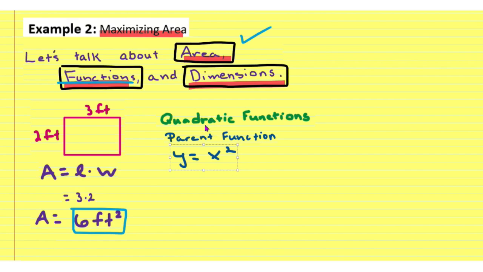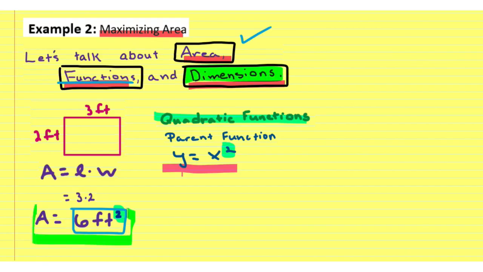So the quadratic function, the parent function is y is equal to x squared. Well, right there is a square. There's a square in area. There's a square in a quadratic function. So the thing is, though, that the connection between the two is the fact that these are both referring to dimensions. This area has to do with the fact that there are two dimensions.